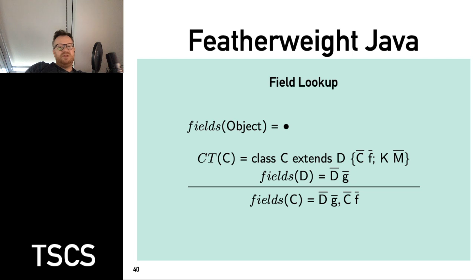The fields of D are then looked up again, because you do not only inherit the methods but also the fields. So this is basically also a conjunction operation here, this comma. So you have all the fields from D, which is your superclass, and all the fields from the class definition from the class table. These are your fields.